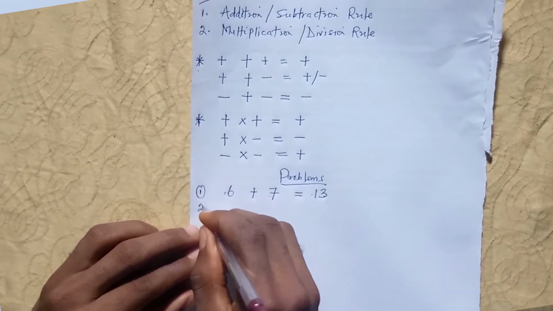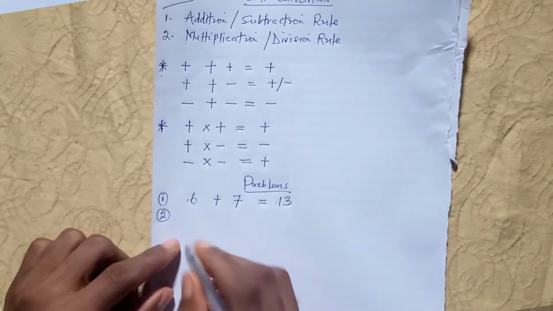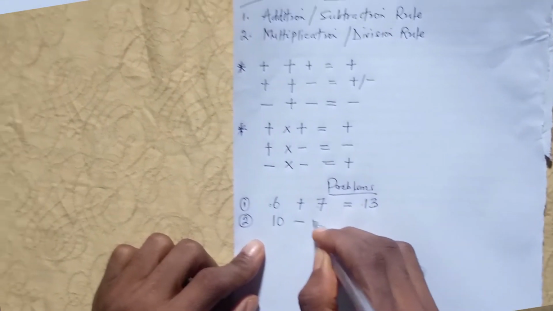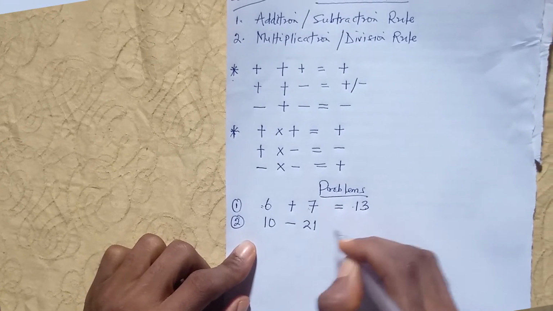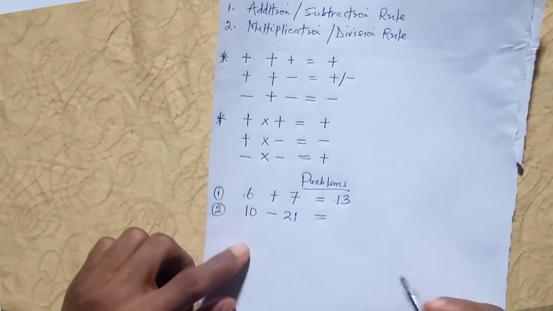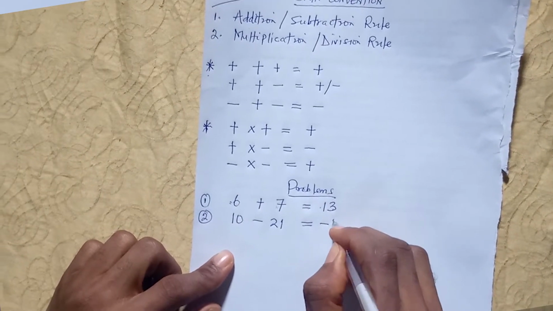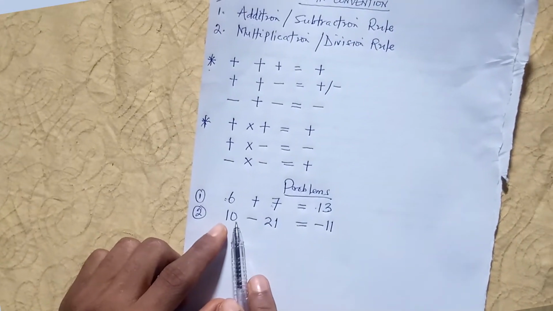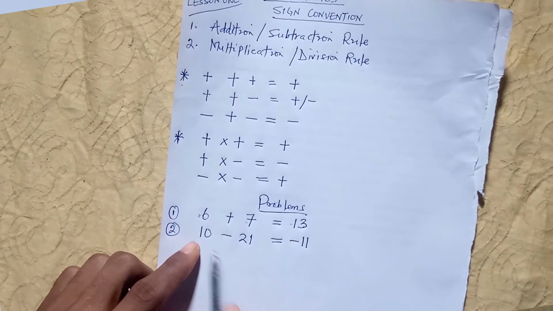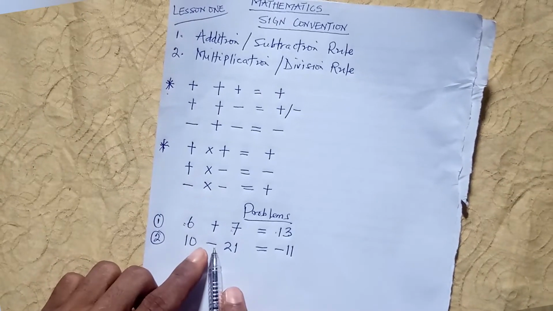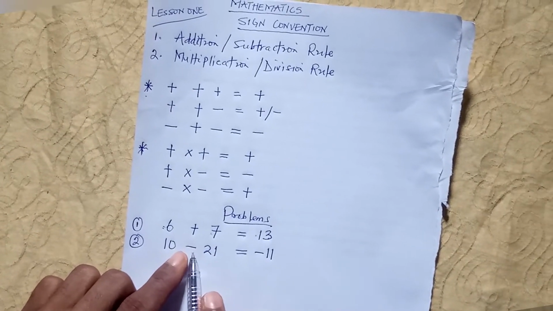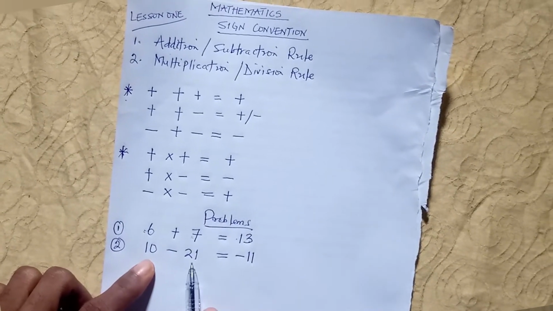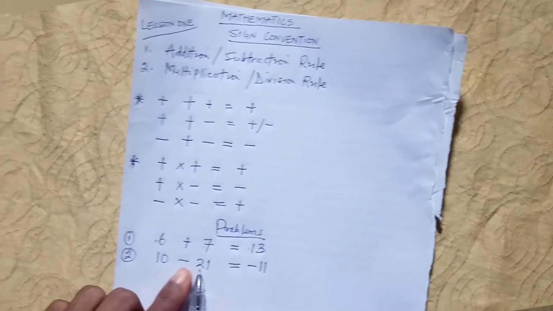Now, second problem, we shall deviate a bit. Let's assume we have 10 minus 21. So what would that be? 10 minus 21, we have minus 11. How is that? Now the rule says when we have two different signs in addition and subtraction rule, it means that we ought to subtract the numbers and put down the sign of the bigger number.